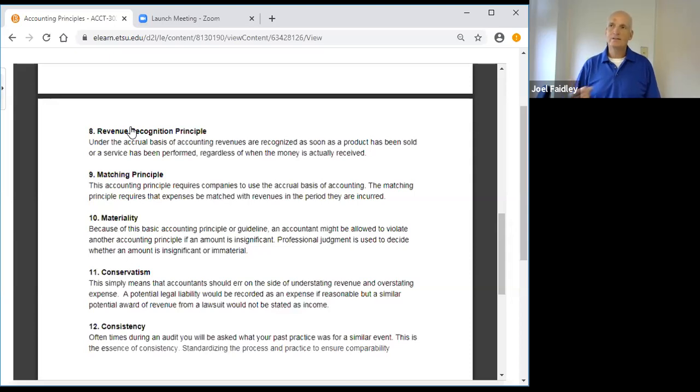Materiality, what is material? I'll talk a lot about that this semester, each of these principles, and what that means for you in making a decision. You flat don't have the time as an accountant in your career to cross all the T's and dot all the I's. Some people think you have the time to do that. You really don't.